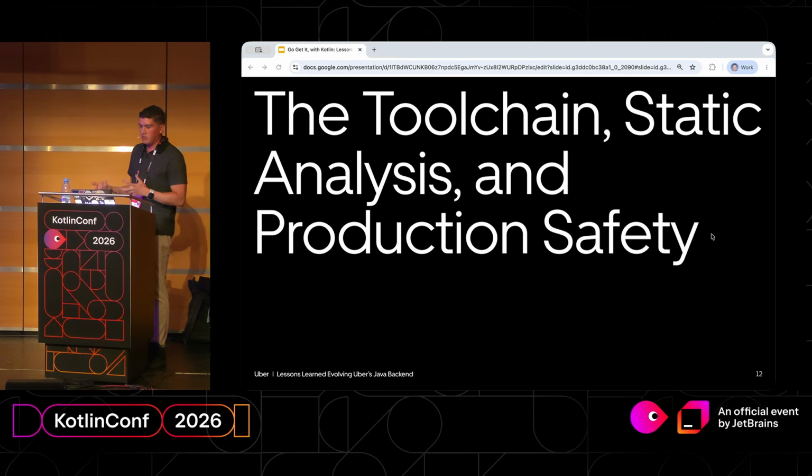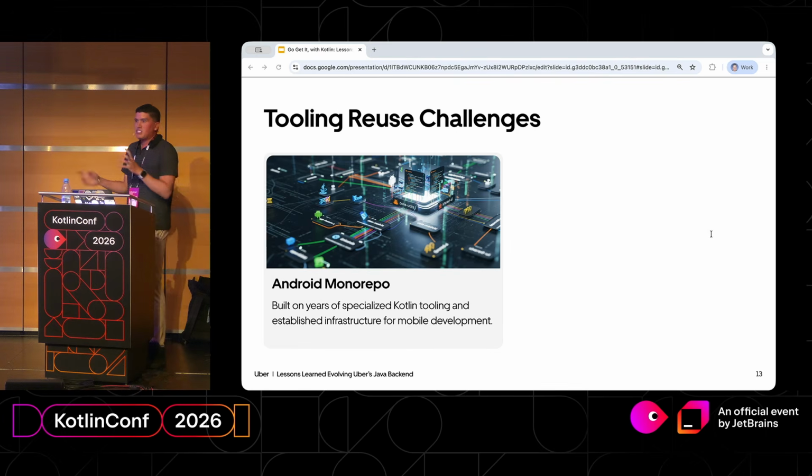Okay, so now we know what developers want, and so we began this infrastructure work in the second half of 2025. And so we started with the toolchain, static analysis, and thinking about production safety. And so I mentioned before, we have a large Android monorepo with a lot of that tooling. And so this assumption that we had going in was Android has all of this production tested tooling, and we can just reuse it. And in actuality, we could not reuse it directly.